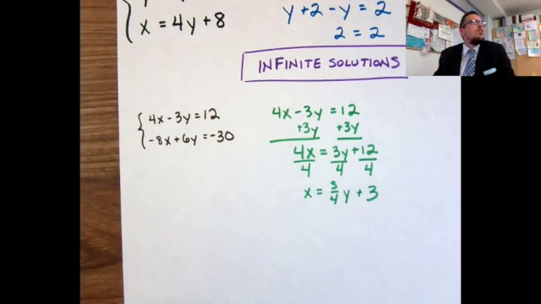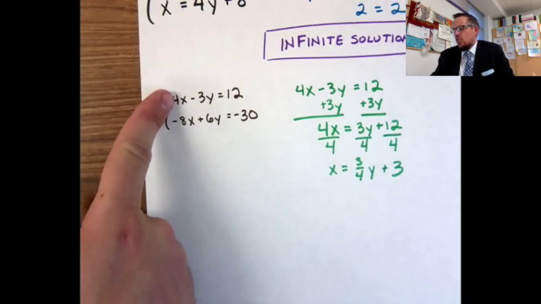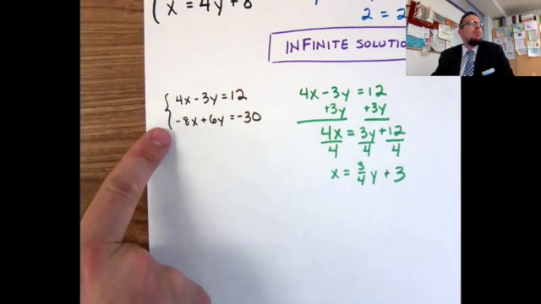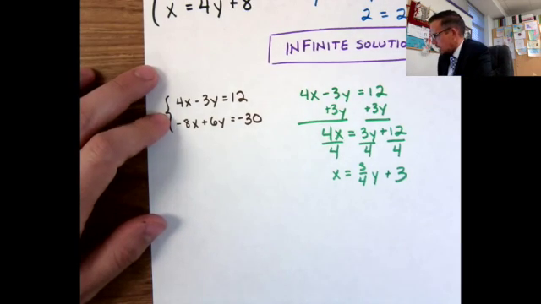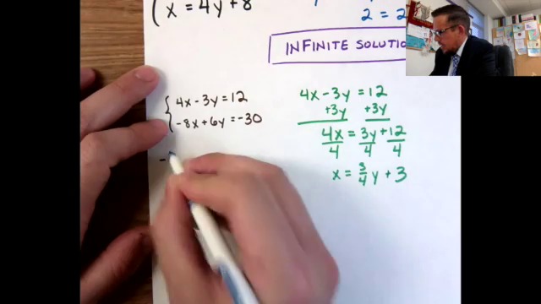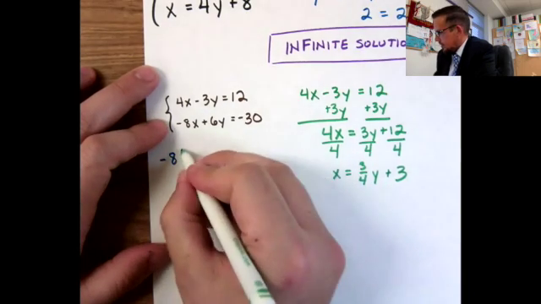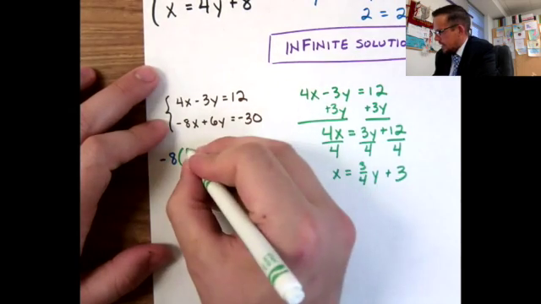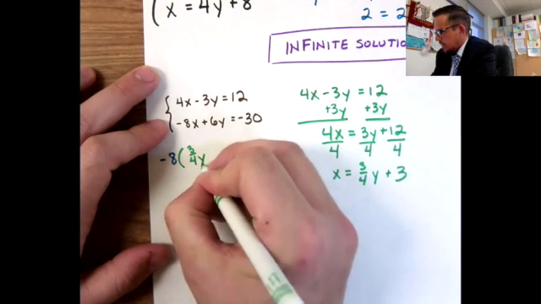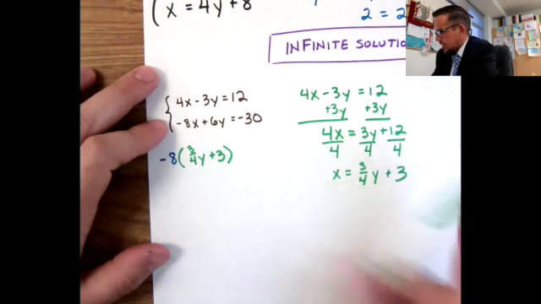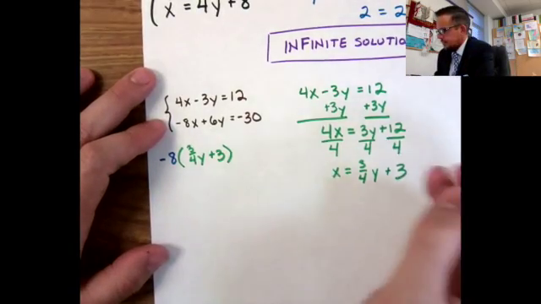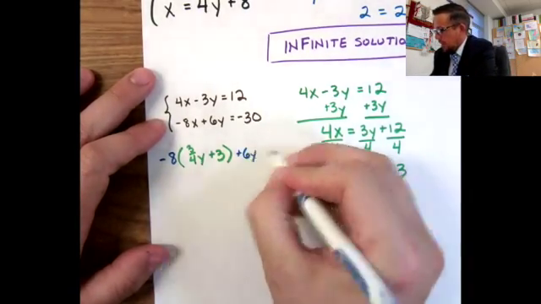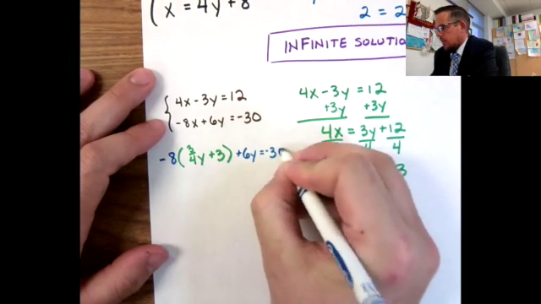I got one of those solved for x. Because I solved the first one for x, that means when I do my first substitution, I have to substitute it into the bottom one. Okay? So -8, and then instead of x, 3/4 y plus 3, plus 6y equals -30.